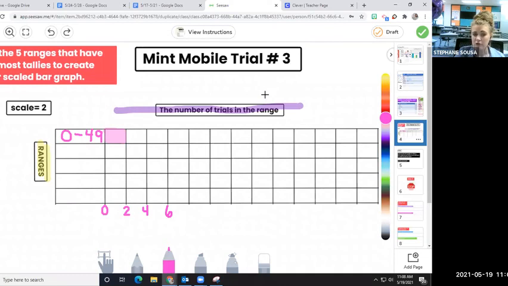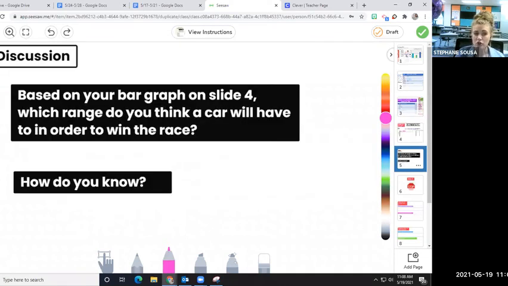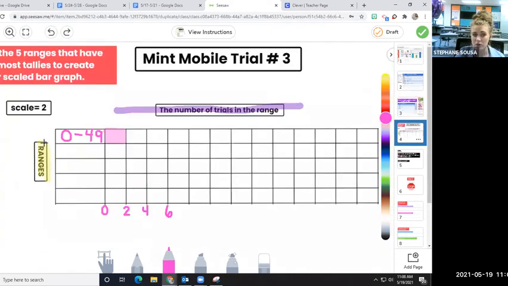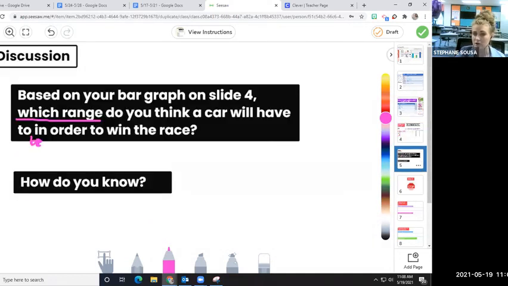Okay. After you create your graph, you have 2 questions to answer. Based on your bar graph on slide 4, which range do you think a car will have to be in? Ooh, that should say to be in. Oops. Which range do you think a car will have to be in order to win the race? Okay, not which car won. I'm not asking you to tell me 181. That's the wrong answer. That's not a range. I'm asking you which range on that question. Okay, and then explain how you know.